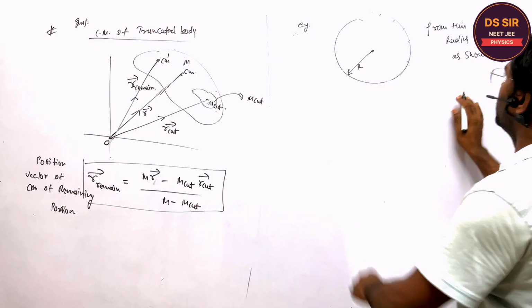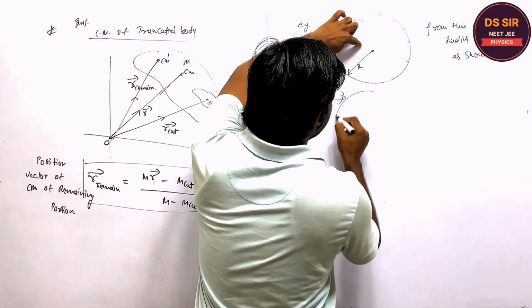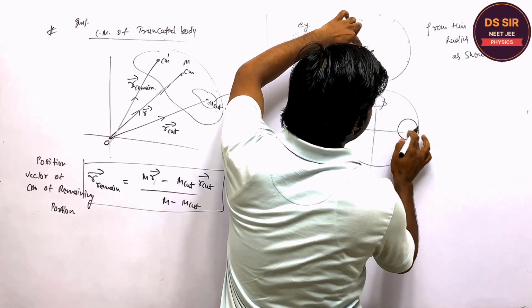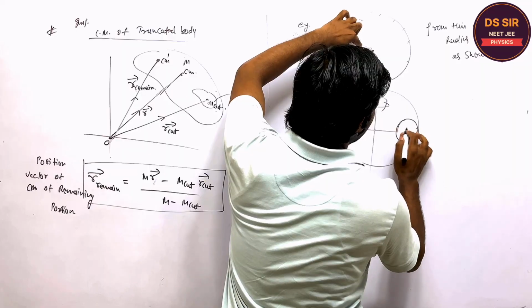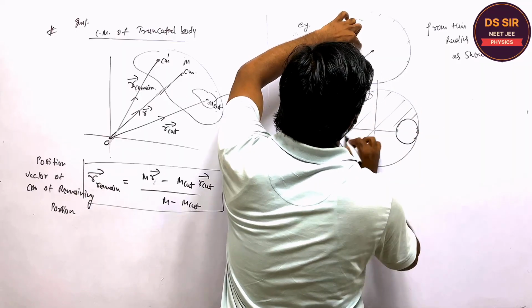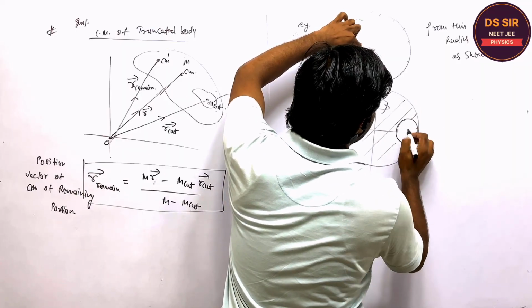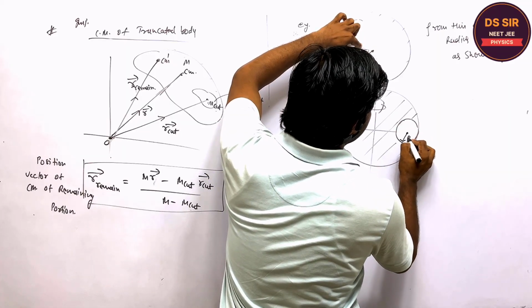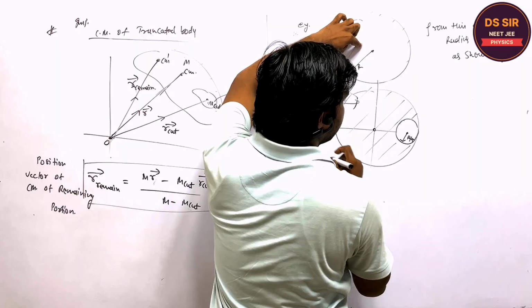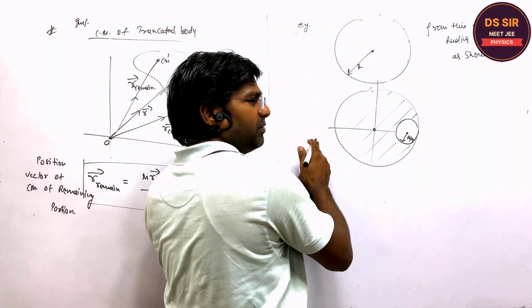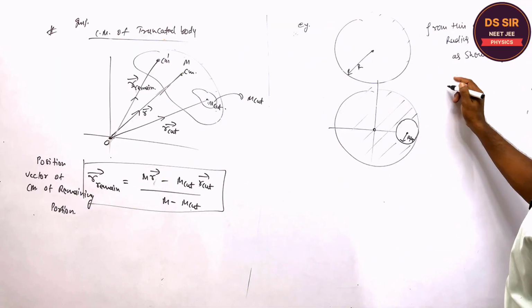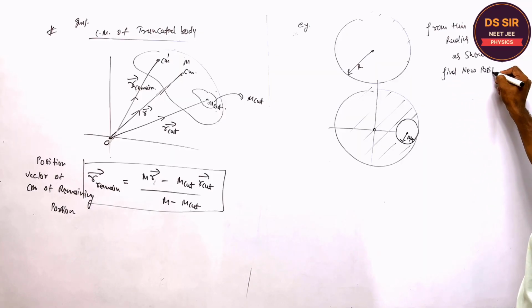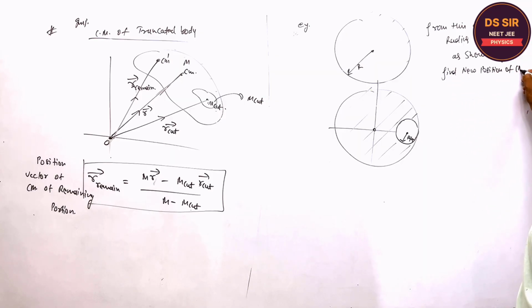What is the figure? Listen, initially it is like this. So now from this figure a solid sphere is cut. Are you getting or not? Like this. This is the solid sphere, right? Solid sphere is cut. What is the radius? Say r by 4. This is the center of mass. Now the center of mass will be shifted to this point. Now find new position of center of mass. Is it clear or not?